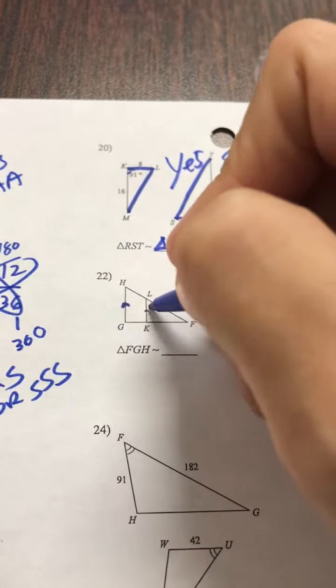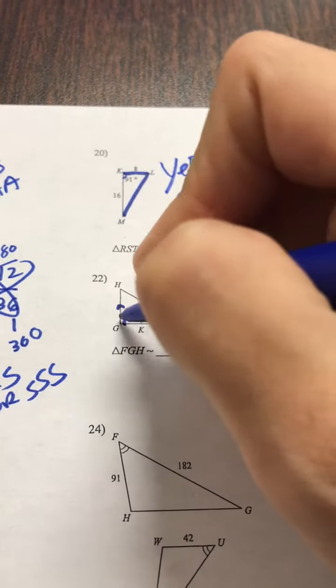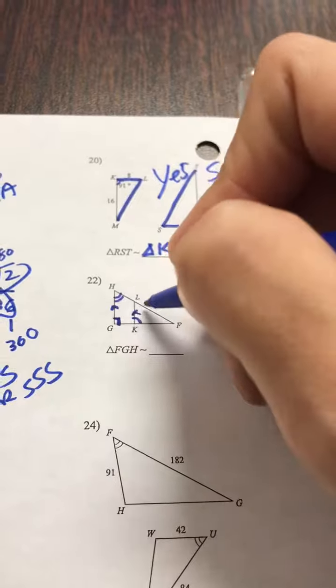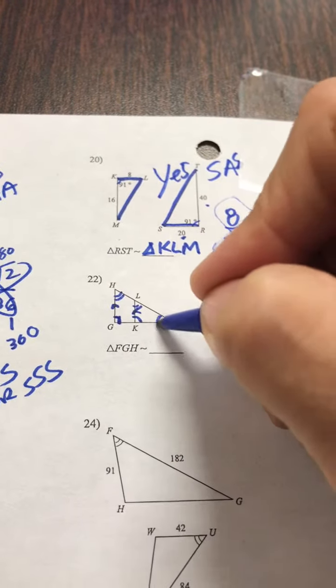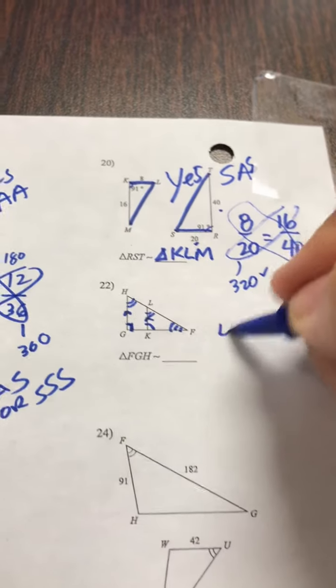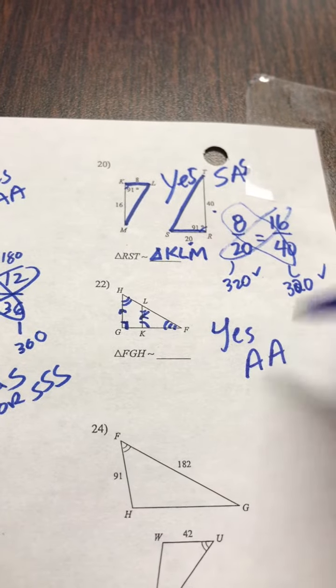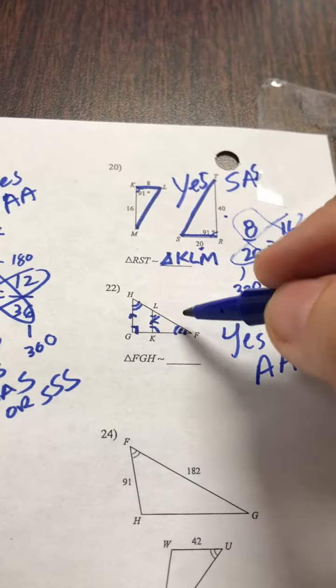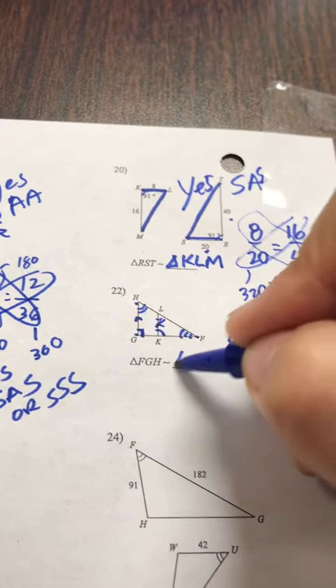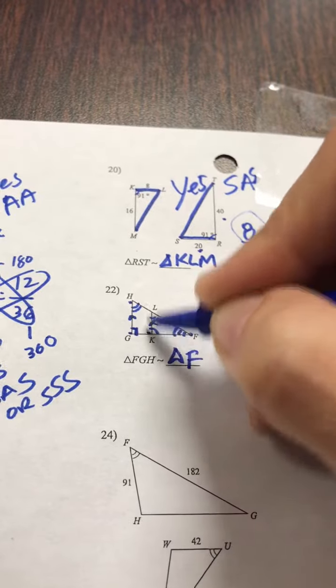Looking here, these arrows mean they're parallel. So that means this angle has to match this angle because of corresponding. This angle matches this angle because of corresponding. These angles are a match because they're laying on top of each other. So this has to be yes because of angle-angle similarity. Now let's name it. FGH would have to match FKL.